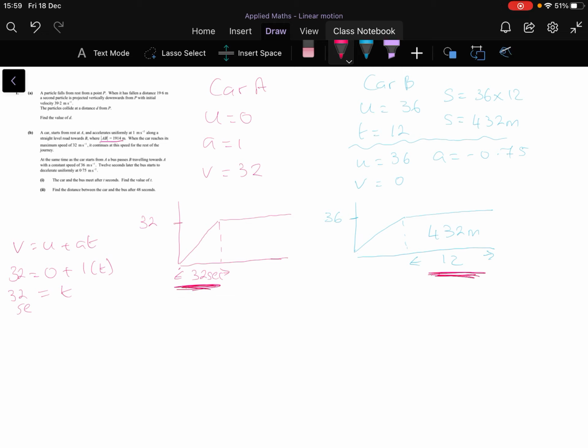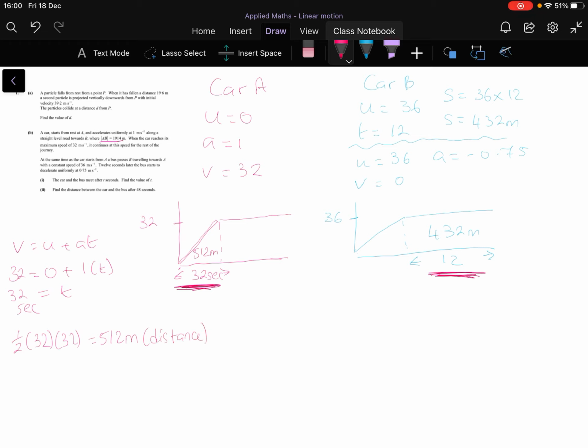And I know in this section here, we have gone a distance of the area of this shape. And the area of that shape is going to be 32 times 32, divided by 2, which is going to give us 512. So that's 512 meters gone in that section. I'm just using the area of a triangle to do that. So half 32 times 32 gives 512 meters. That's the distance.